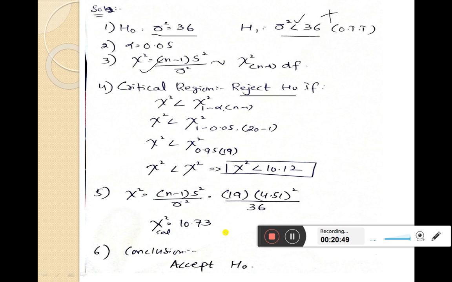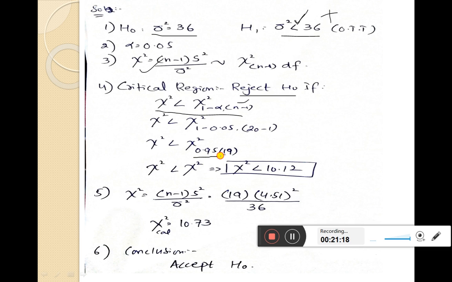Now look at the question. I have used this critical region here, chi square less than chi square 1 minus alpha, n minus 1. The reason I use this is because my test is one tail, and under one tail, that is a left tail test. Now chi square less than chi square 1 minus the value of alpha 0.05, n minus 1; n was total 20, 20 minus 1, that is 19.